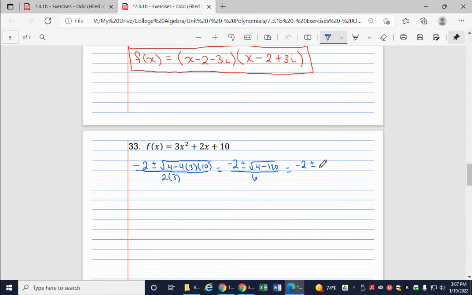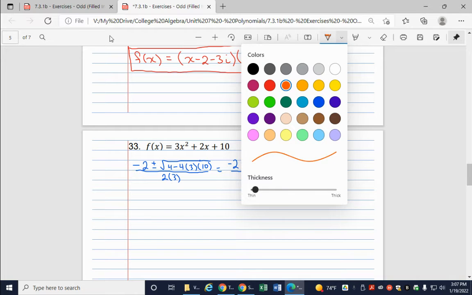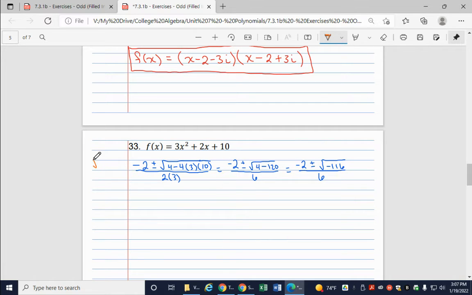Negative 2 plus or minus the square root of negative 116 divided by 6. So first I'm going to simplify off to the side. I'm going to come over here and just figure out 116. I want to simplify it. I don't think it's divisible by 16, but it's definitely divisible by 4. 4 goes into 11 2 times, and there's 36 left. 4 goes into 36 9 times, so 29. 4 times 29 gives me 116. Does everybody agree?